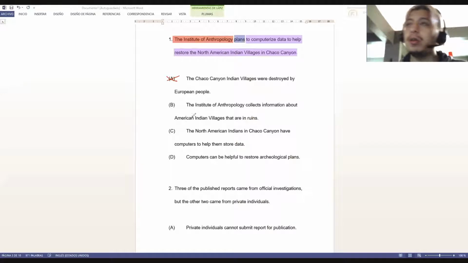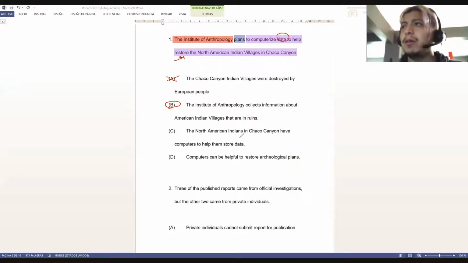We need more information. The Institute of Anthropology collects information about American Indian villages that are in ruins. So the Institute of Anthropology plans to computerize data. So they have data. This institute has data and they want to computerize the data to help restore. You're restoring something that is in bad condition or probably destroyed. So the Institute of Anthropology collects information about Indian villages that are in ruins. This is probably true, okay? They collect this information and they plan to computerize this information to try and restore the villages.